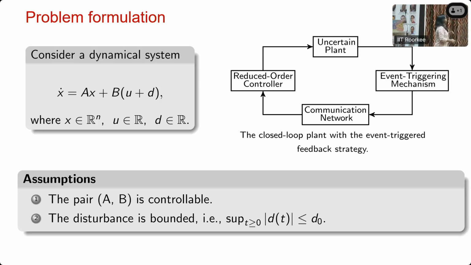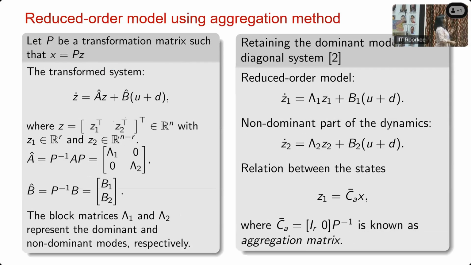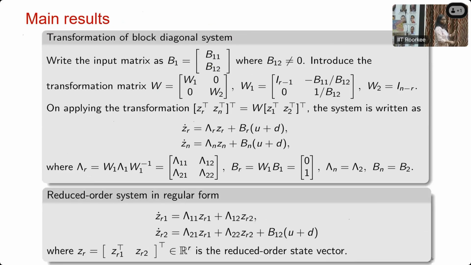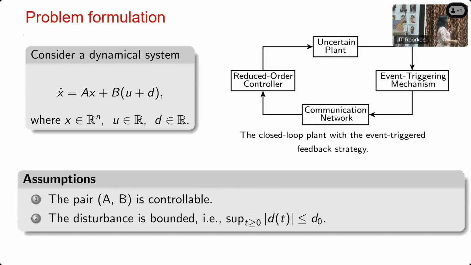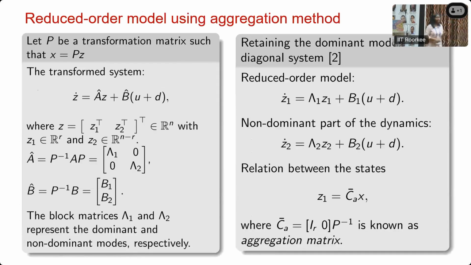As I had told over here, this is the full system, which is an nth order system represented by X, and it is placed over here, this uncertain plant. Now, we have used the aggregation method to find the reduced order model of the system.